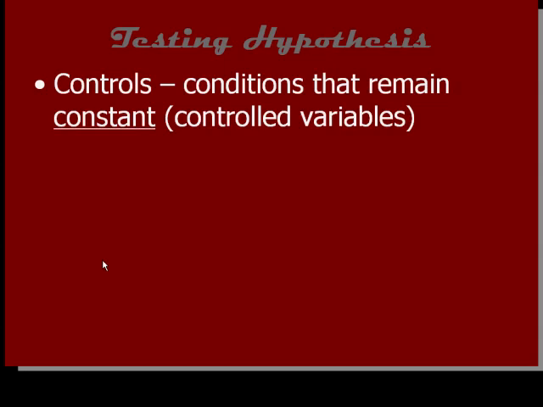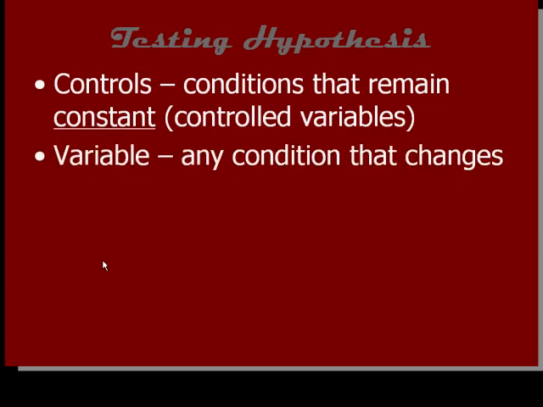So for example, I used to teach environmental science, and we did a plant growth lab. If we're talking about a plant growth lab, we're only going to change one variable, okay? And all the other variables will need to remain the same. So for example, the amount of sunlight, the amount of water, the amount of soil, those would all be things that would need to remain constant.